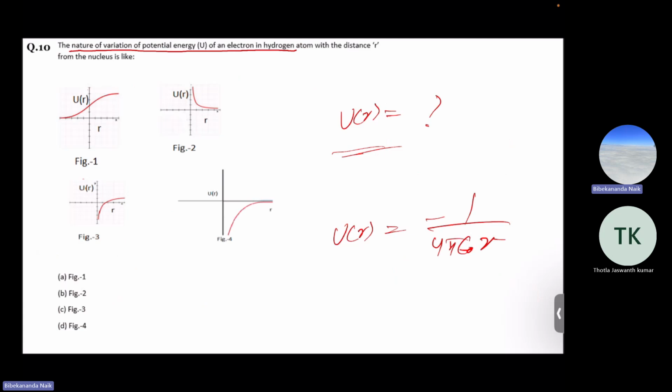Now if you see the options, option 4 has this form, the 1 by x form. So the correct option is figure 4, that is option D. It is always negative, and when r tends to infinity, U(r) becomes 0.